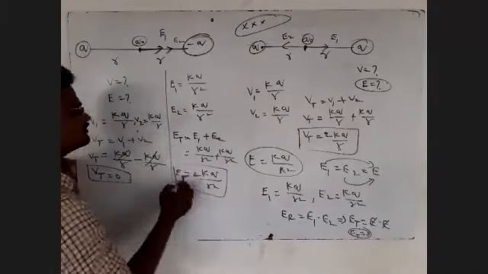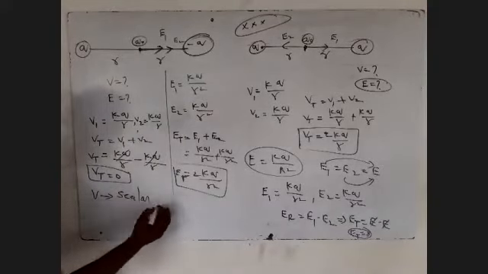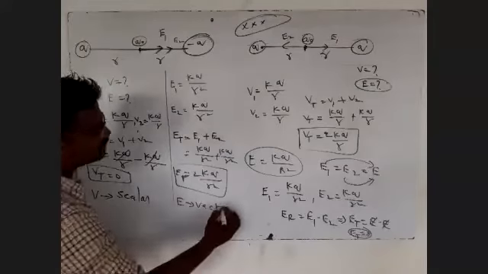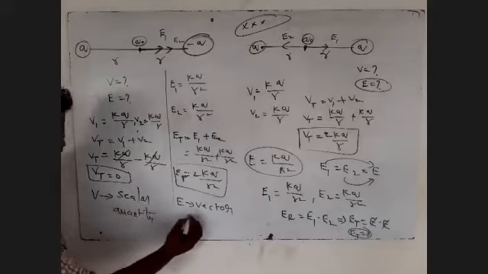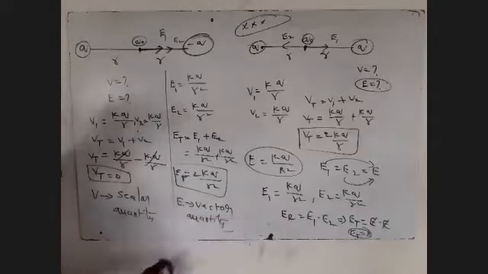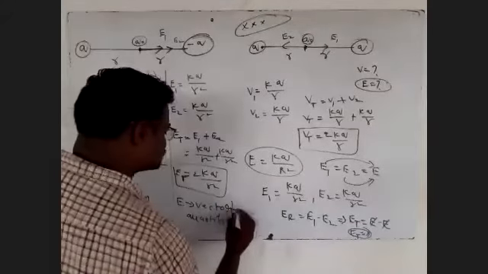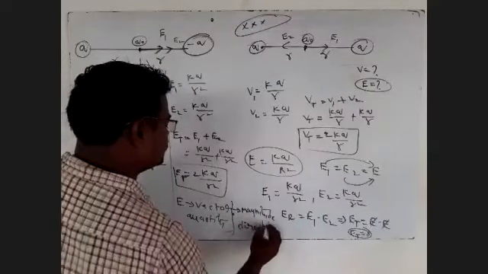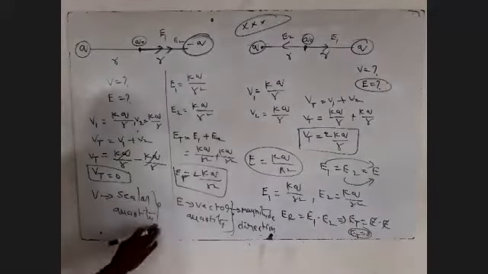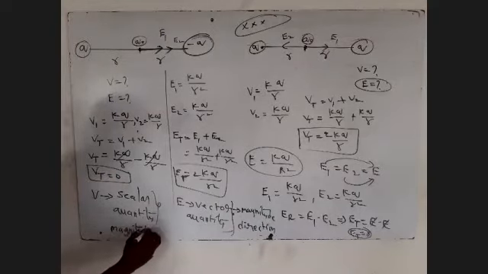So what is the difference between the electric field and potential? V is a scalar quantity, and E is a vector quantity. So for the electric field, we have to calculate magnitude and direction. For potential, we are calculating only magnitude, directionless.